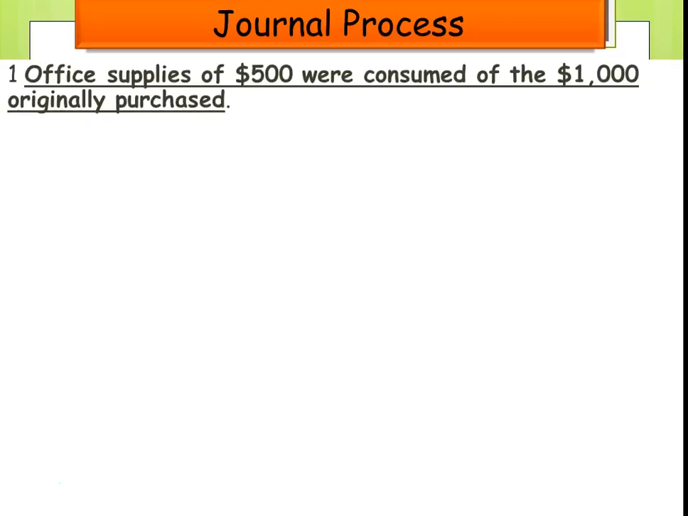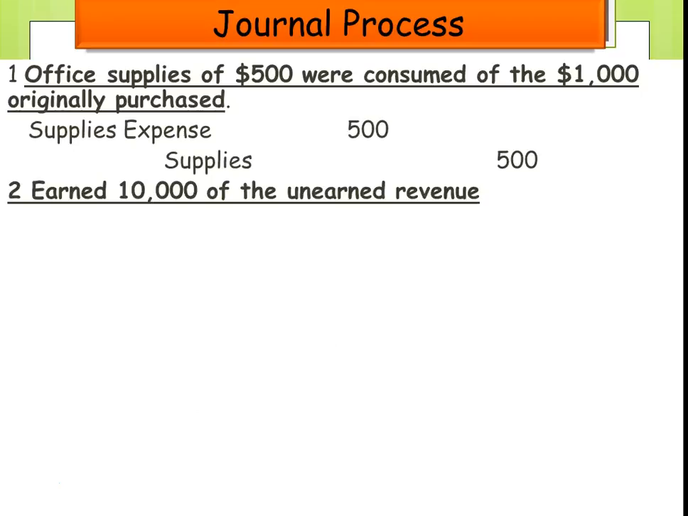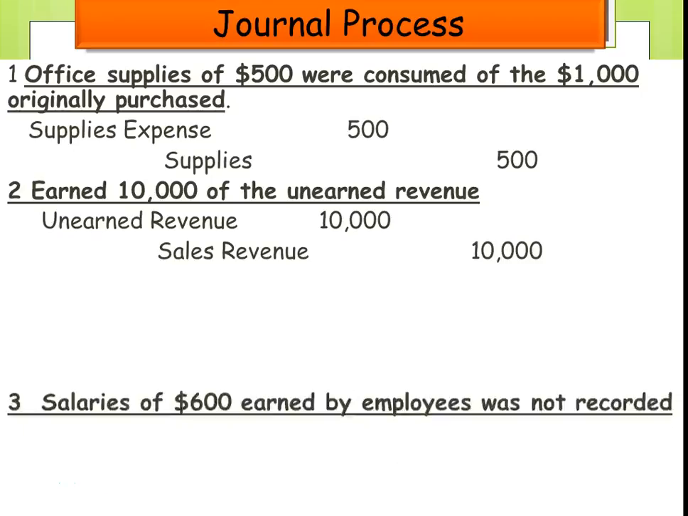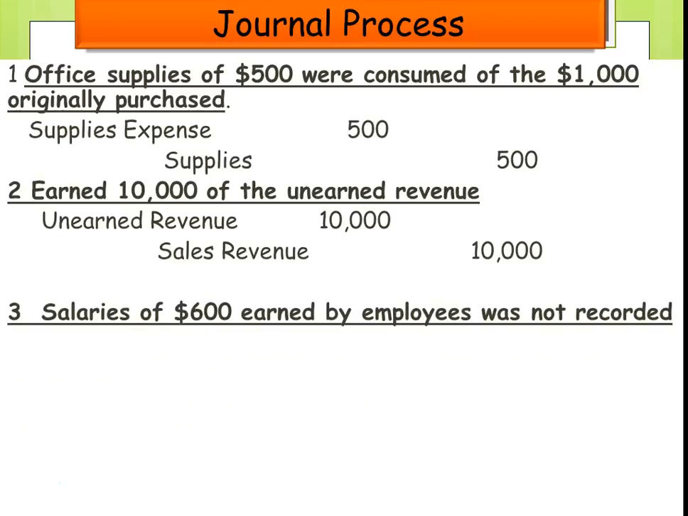Now let's look at the journal process. Office supplies of $500 were consumed of the $1,000 that we originally purchased. So we're going to book an expense because we've consumed it and reduce an asset. Now for that unearned revenue, which is a liability, we have now earned 10,000 of it, so we're going to reduce a liability and increase revenue. The first two we talked about were deferrals. They're already on the books, but they're moving from the balance sheet to the income statement.